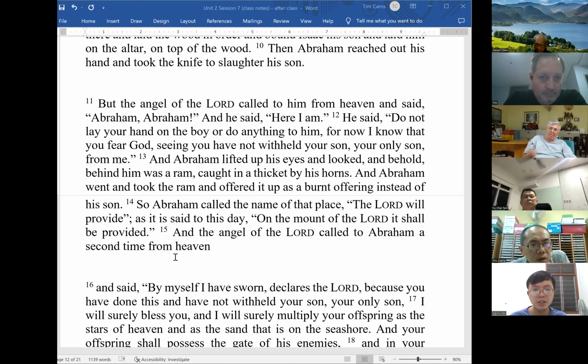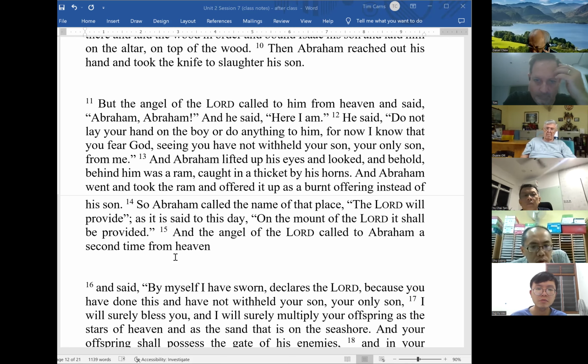And Abraham lifted up his eyes and looked, and behold, behind him was a ram caught in a thicket by his horns. And Abraham went and took the ram and offered it up as a burning offering instead of his son. So Abraham called the name of that place, The Lord will provide. As it is said to this day, on the mount of the Lord it shall be provided.